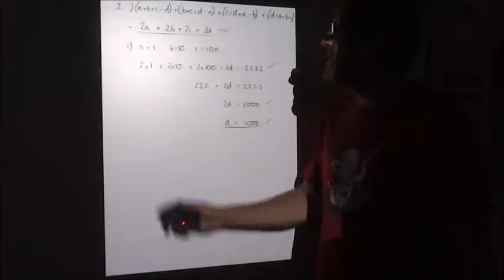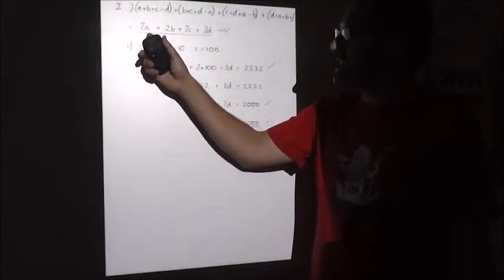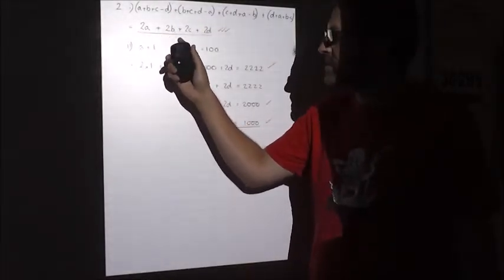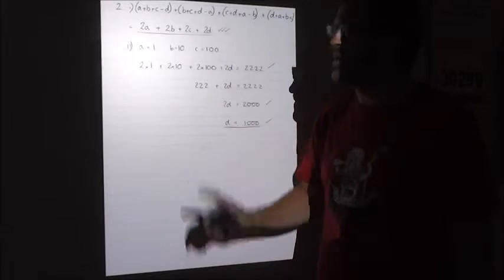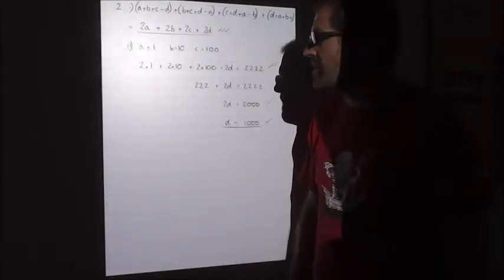Question 2, if you write it out carefully, make sure you copy it down correctly and collect like terms, you get 2a plus 2b plus 2c plus 2d. So some easy marks there, so take care, make sure you get it right.